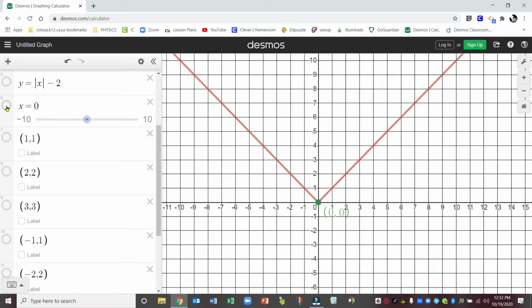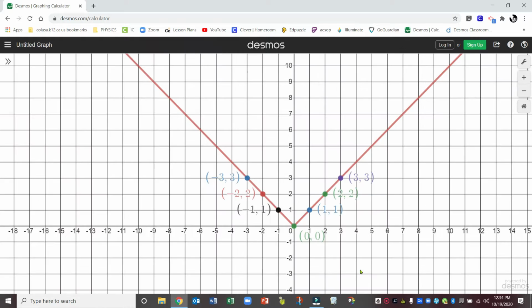The parent function also has an axis of symmetry that goes right through the origin, right through the vertex, and it makes the right side and the left side of the V-shaped graph mirror images of each other. The next thing we need to remember about the parent function is the domain and the range. The domain is a description of all the possible x values that make sense for this graph.